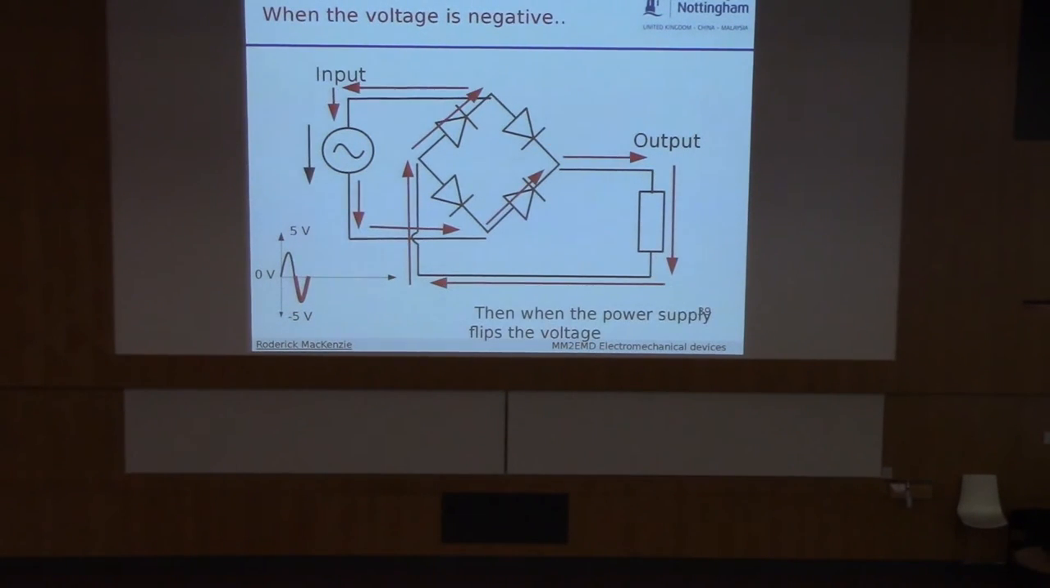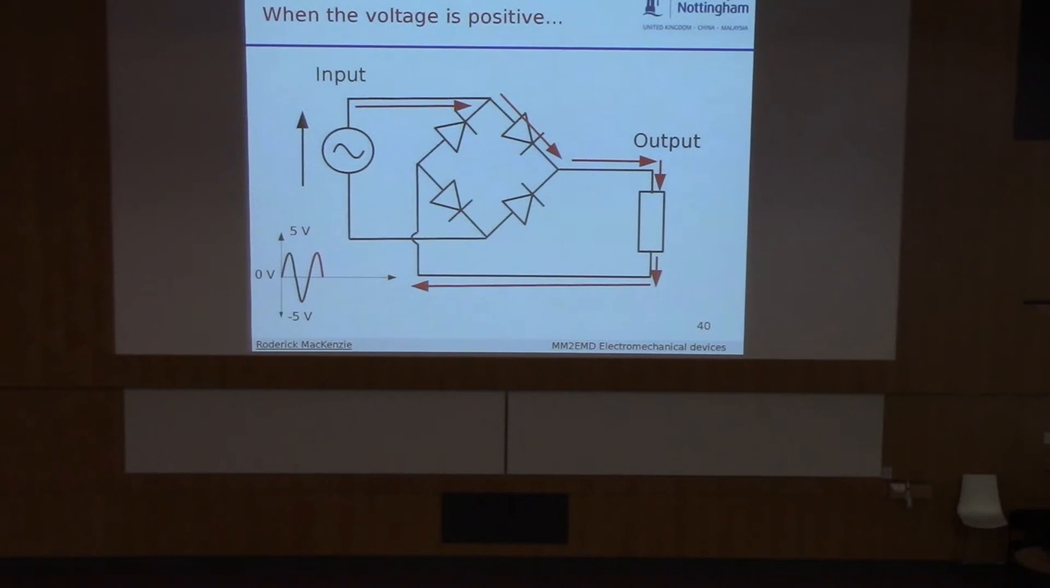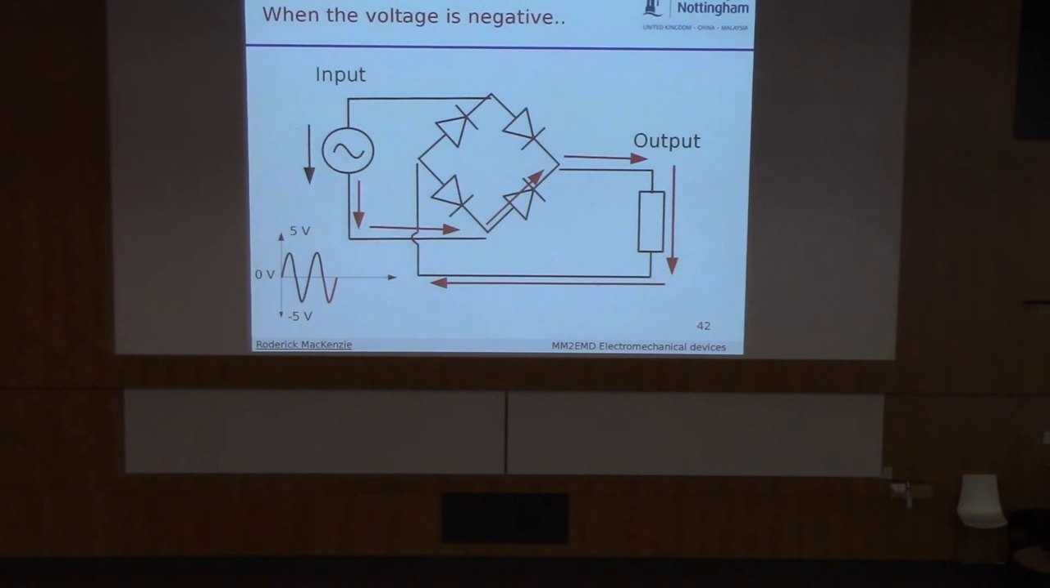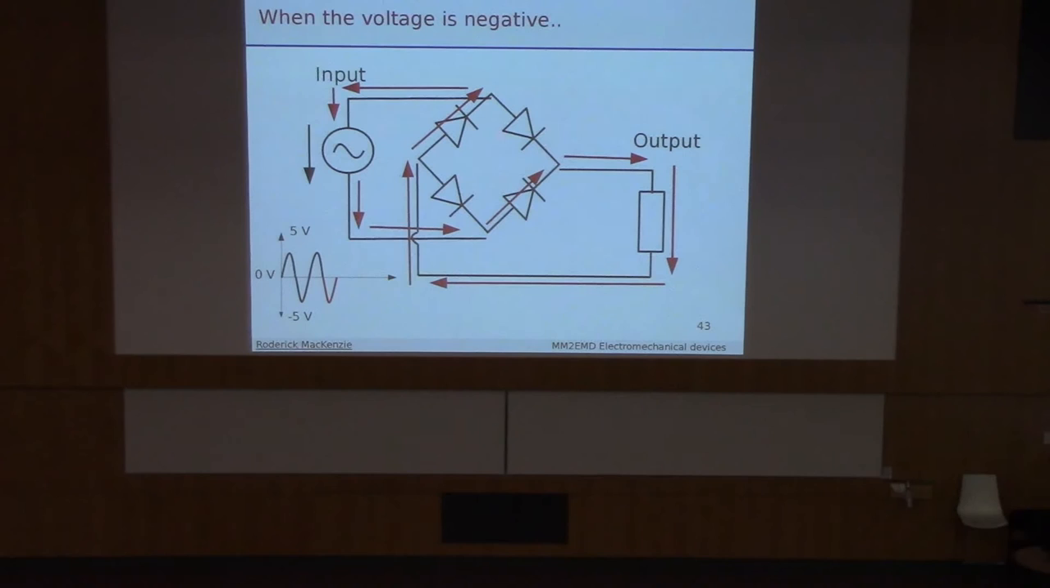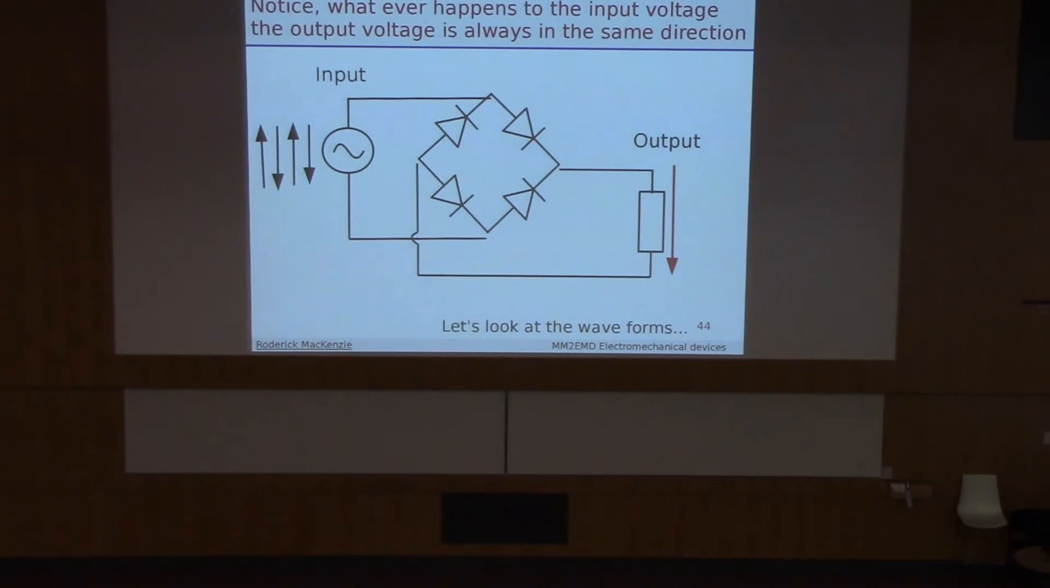So let's do another cycle just to make sure you've got it. So voltage positive, current goes along there, through there, down there, back and round there. Then we flip the polarity of the supply, so we're going negative. Current goes through there, through there, round there, and back round there. So again, we've always got the same direction of current going through our device. And so here we go, this is it. No matter what direction our supply voltage has, we always have one direction of current going through our load.